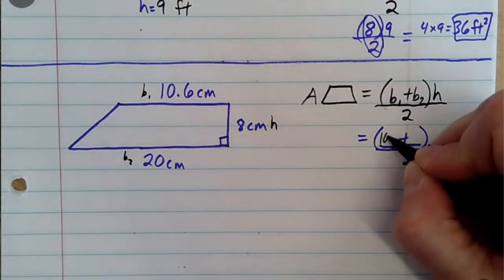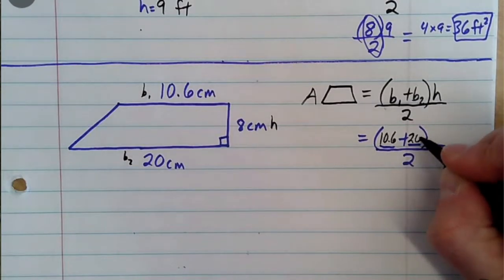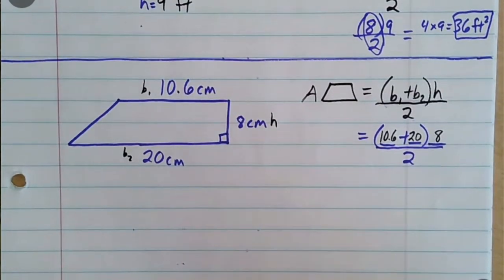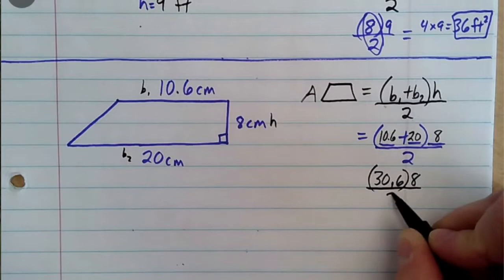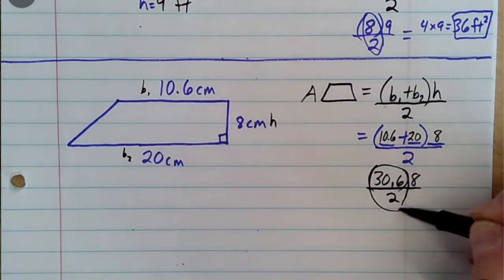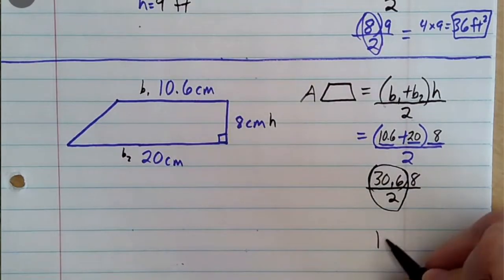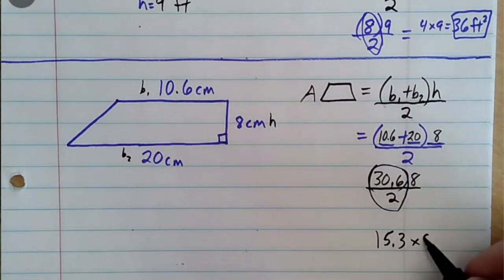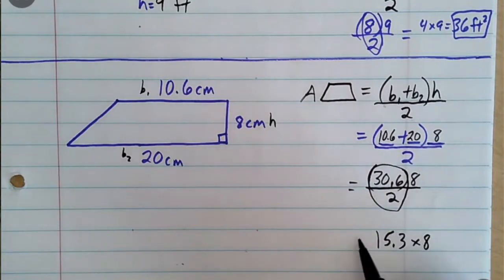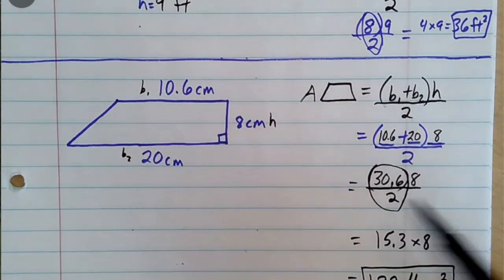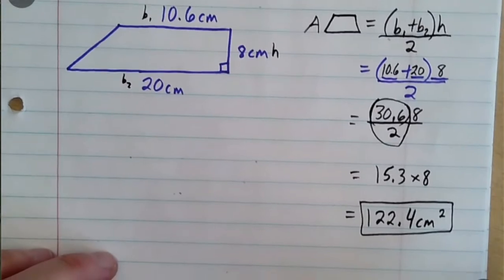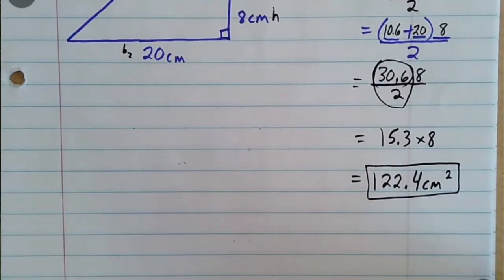So then you just fill in your numbers, 10.6 and 20, and then your height is 8. 10.6 plus 20 gives us 30.6. You have to take that times 8 and then divide by 2. Some people want to take 30.6 and divide by 2 immediately on their calculator. That gives them 15.3, and then you still have to take that times your 8. And so as you continue to write this coming down, your answer would be 122.4 centimeters squared. Do you have to divide by 2 here? No, you could take 30.6 times 8 and then divide by 2. You're still going to get your answer of 122.4 centimeters squared.